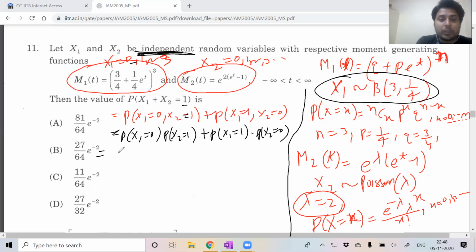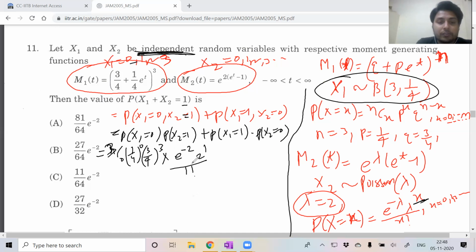So n is 3, so 3C0, p is 1 by 4, so (1 by 4) to the power 0, q is 3 by 4, so (3 by 4) to the power 3 minus 0, into X2 is 1. X2 is Poisson, so e to the power minus lambda, lambda is 2, 2 to the power 1, x is replaced by 1, upon 1 factorial. This is for the first term, and similarly for the second we can do.